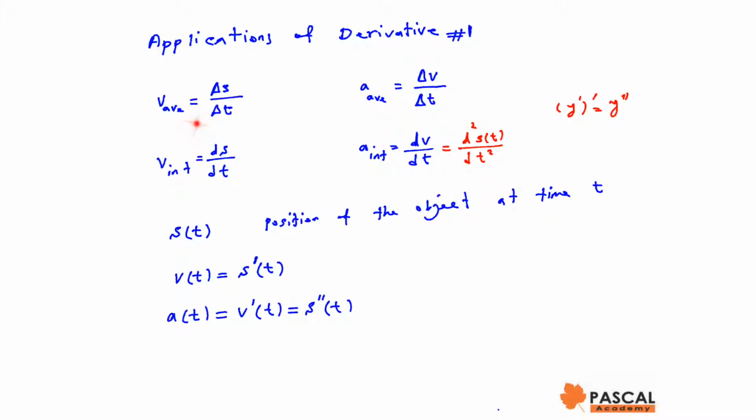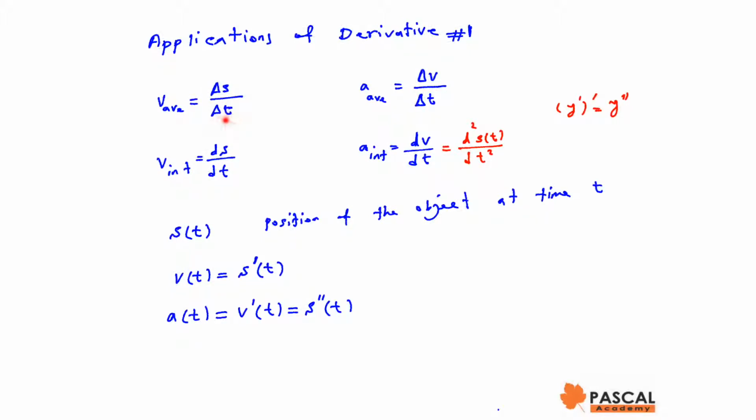We know average velocity is the ratio of change in displacement over change in time. In other words, average velocity is average rate of change of position of the object with respect to time. And average acceleration is rate of change of velocity with respect to time.